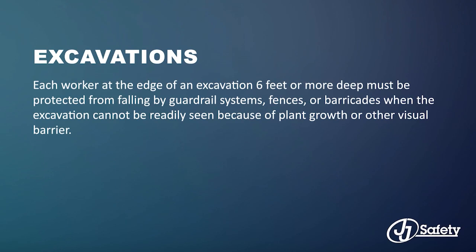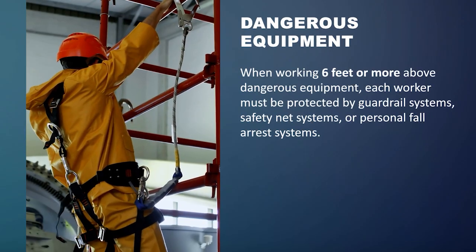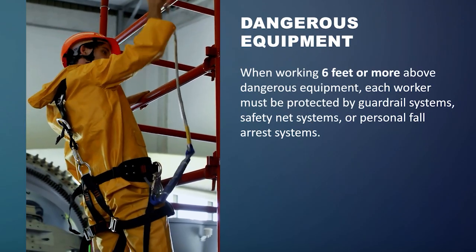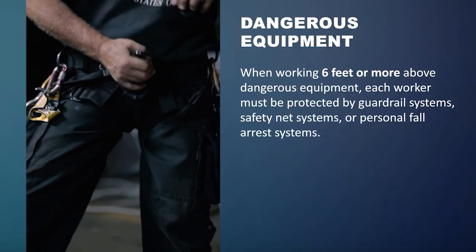Each worker at the edge of an excavation of 6 feet or more must be protected from falling by guardrail systems, fences, or barricades when the excavation cannot be readily seen because of plant growth or other visual obstructions. Each worker at the edge of a well, pit, shaft, and similar excavations 6 feet deep or more must be protected from falling by guardrail systems, fences, barricades, or covers. When working 6 feet or more above dangerous equipment, each worker must be protected by guardrail systems, safety net systems, or personal fall arrest systems.